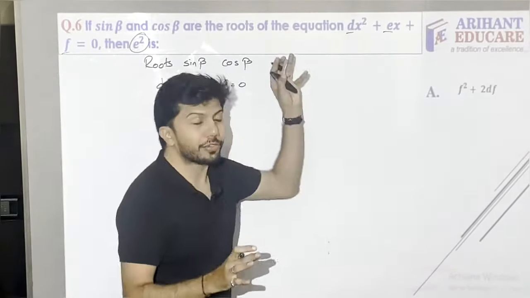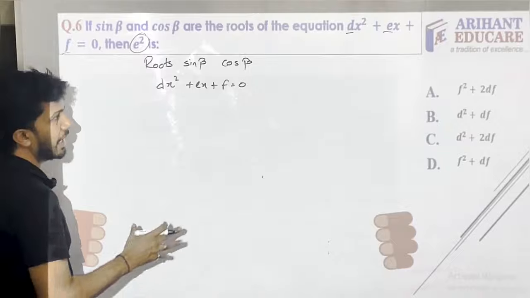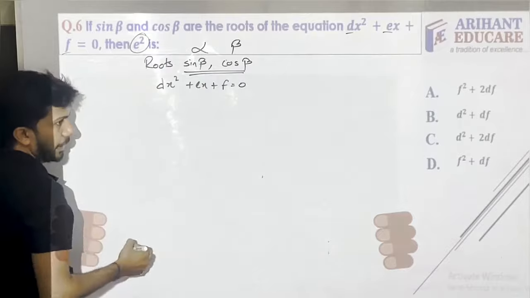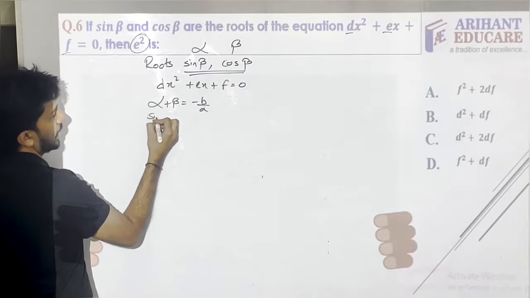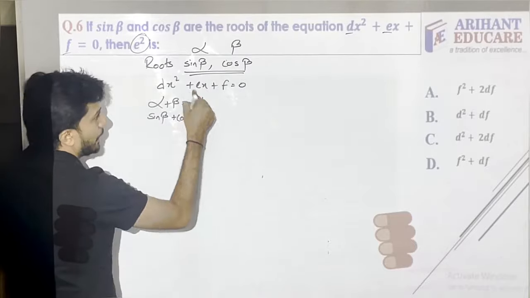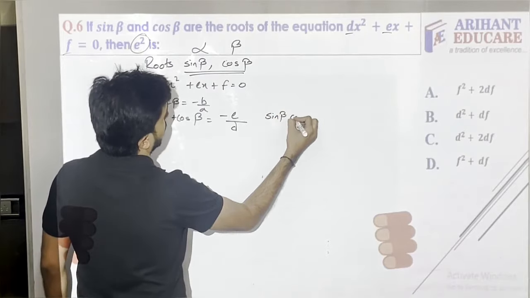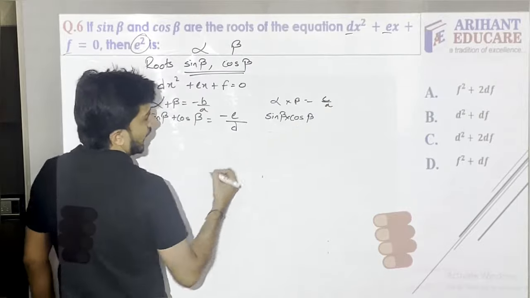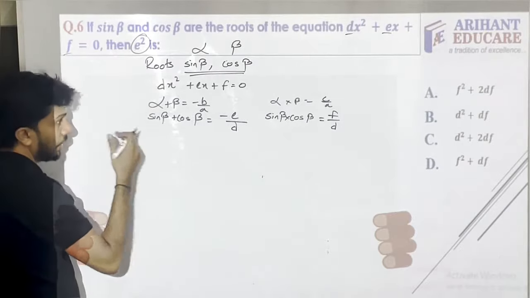There is no new value. It is from the existing equation itself. So let's see what all options we have. Let's use our board to get the answer. Here we know these are the two roots. I can say this is my alpha, this is my beta. We also know that alpha plus beta is minus b by a. So that means sin beta plus cos beta is minus b by a, which is minus e by d. And sin beta into cos beta, because alpha into beta is c by a, is f by d. We have both of them.